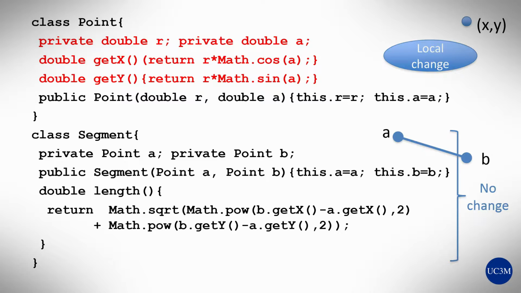Notice that the change stays local to class point. There is no change at all in class segment. So every class manages their own data and exposes to the outside whatever is needed. This allows us to control the internal representation independently of the use we make of it.